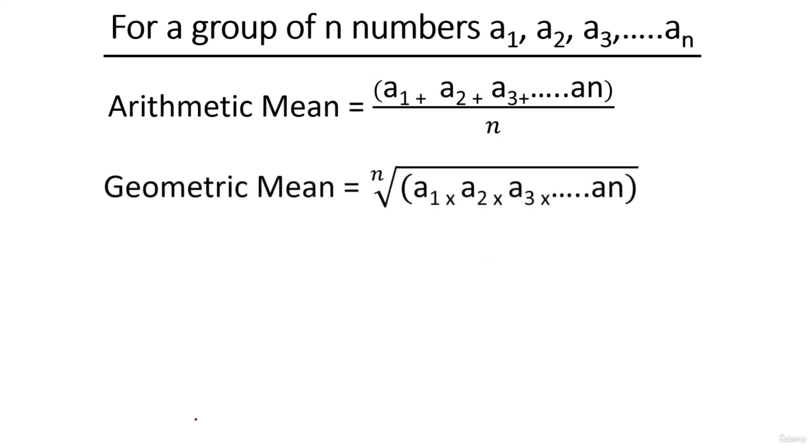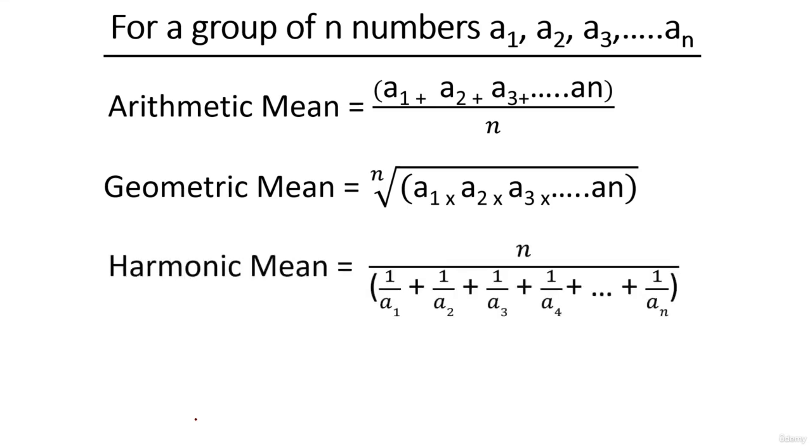When you multiply the numbers and take the nth root, you get the geometric mean. So the geometric mean of these numbers will be the nth root of a1, a2, a3, a4, a5 up till an. Similarly, if you divide n by the sum of the reciprocals of all these numbers, you'll get the harmonic mean.